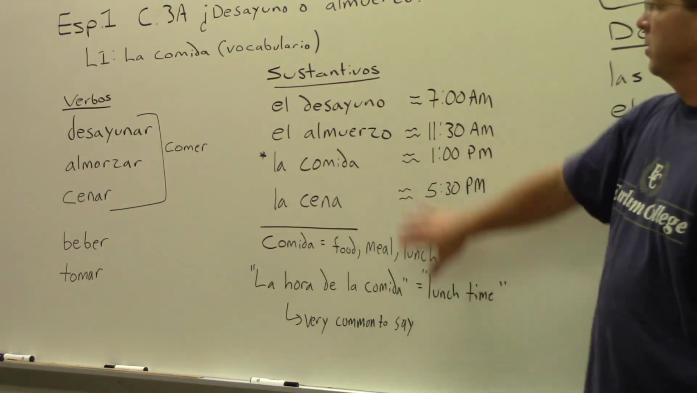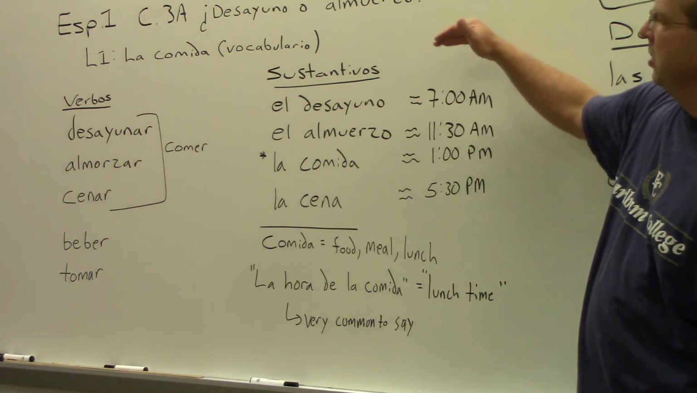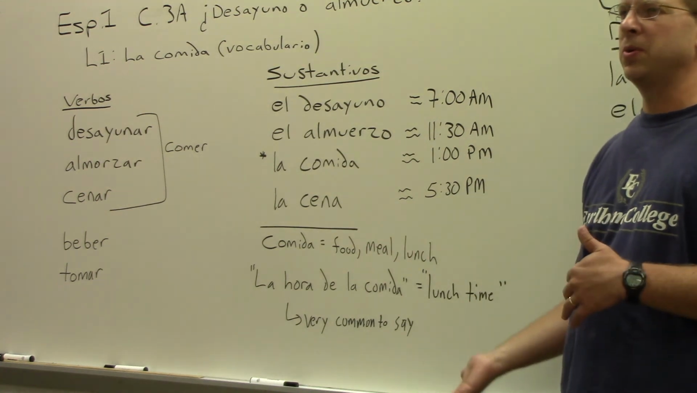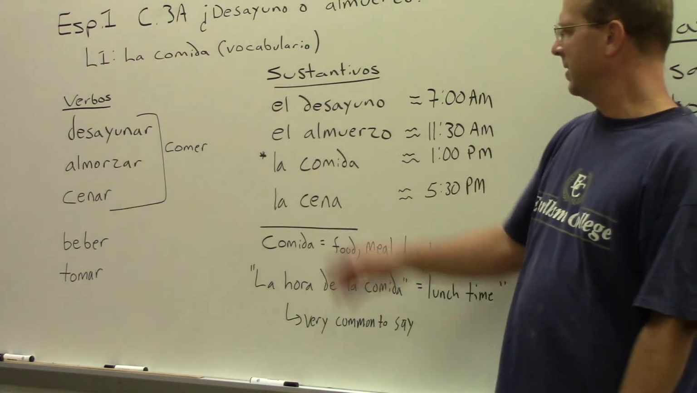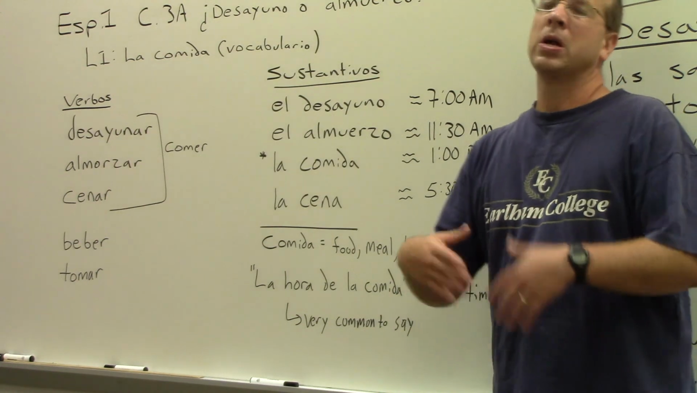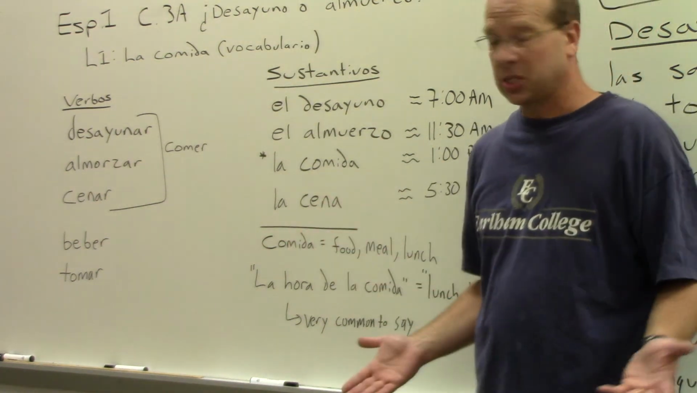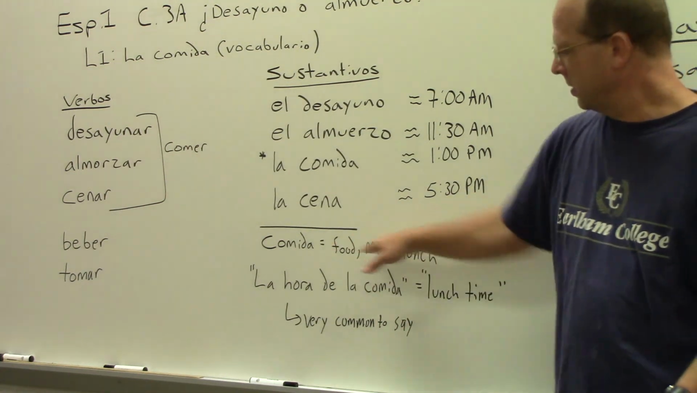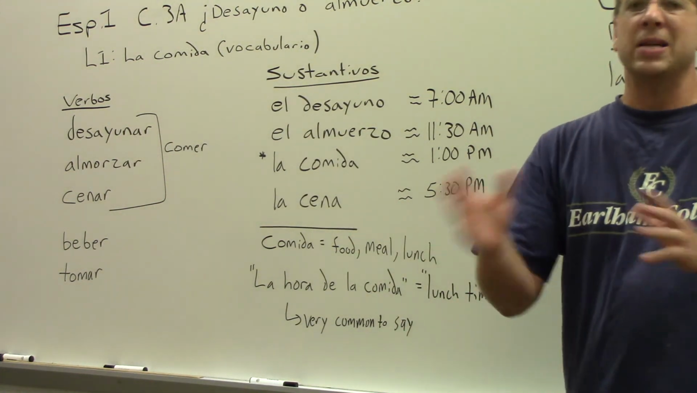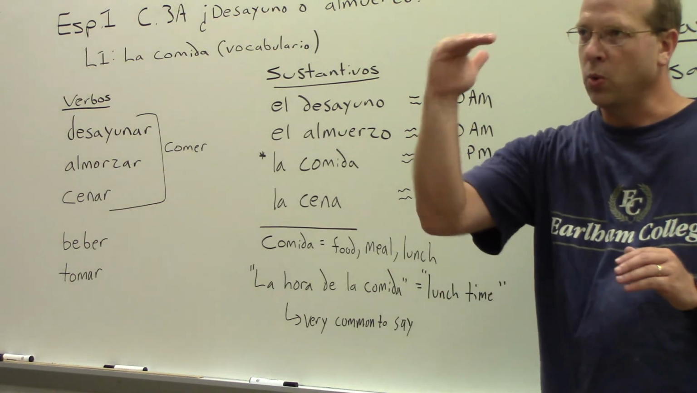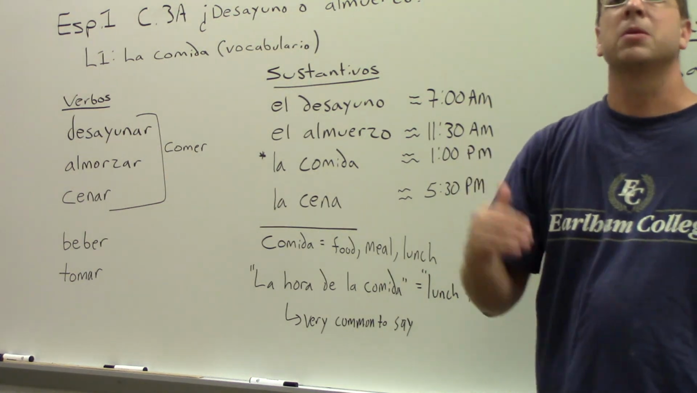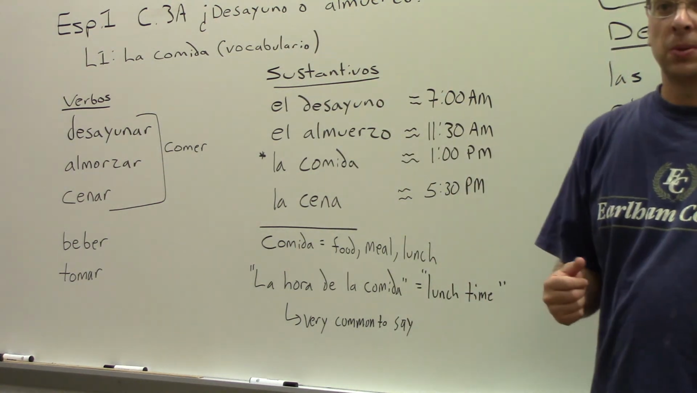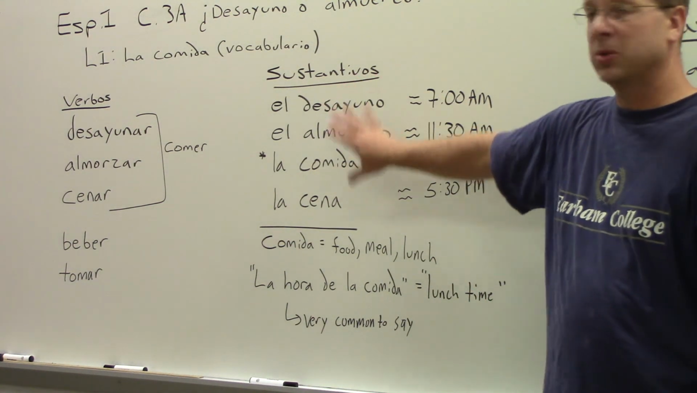Then we have los sustantivos. Now we have el desayuno, el almuerzo, la comida. I thought you just said that was food. We'll talk about that in a second. La cena. So la comida, or la hora de la comida means lunchtime. I've got it written down here. But comida, as you can see, the word has three meanings. Just like in a dictionary, you'll see meaning one, meaning two, meaning three. Comida can mean food, literally. It can mean a meal, or it can mean lunch. Okay, that's it for the verbos y sustantivos.